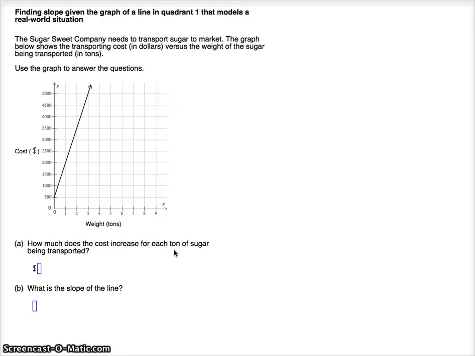The Sugar Sweet company needs to transport sugar to market. The graph below shows the transporting cost in dollars versus the weight of sugar being transported in tons. So if you look at our graph, the weight is represented on the x-axis and the cost is represented on the y-axis. But before we get started, let's look at what slope is.